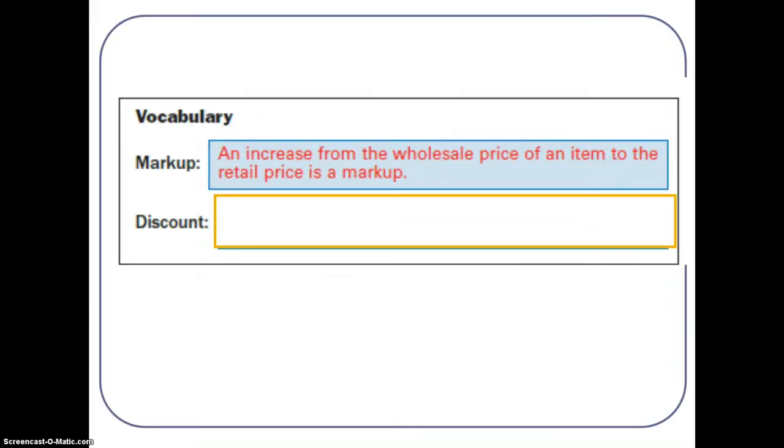A markup is an increase from the wholesale price of an item to the retail price of an item. For example, Nike shoes don't usually cost hundreds of dollars. The manufacturer can make them for maybe less than $5. They mark up the price to sell them to you in order to make a profit.